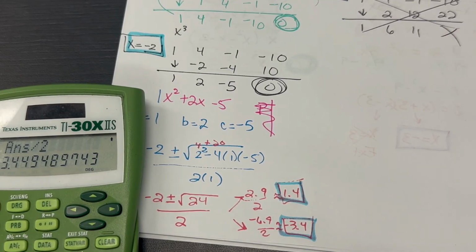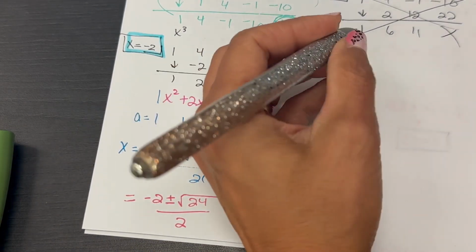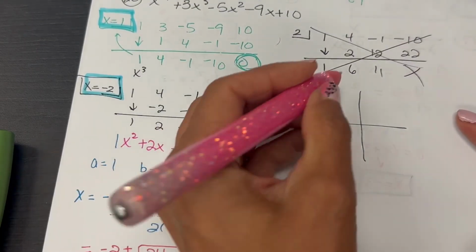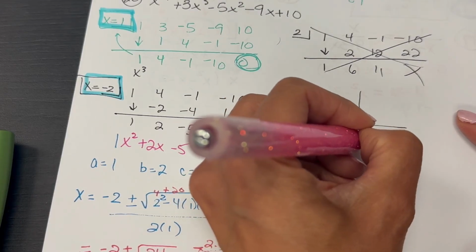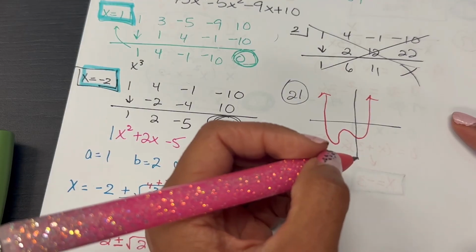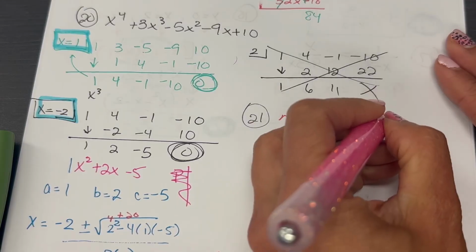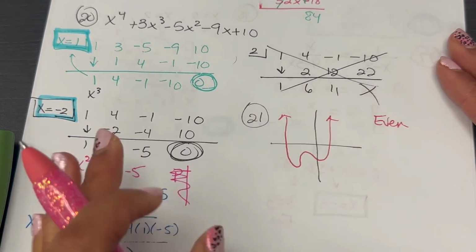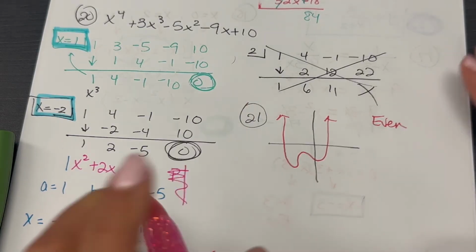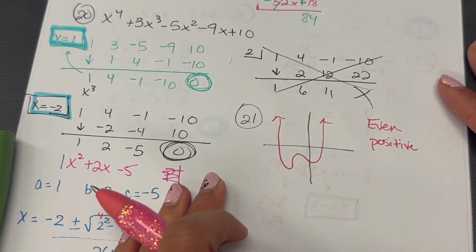Number 21 is a graph. And I'm just gonna draw a quick little sketch of what we've got going on here. It's the funky W. It looks kind of like this. Okay, there's no numbers. Well, there are numbers on this graph, but it doesn't matter. Because both ends are facing up, I know that this is even. Up or down, both going in the same direction, the end behavior is even. But because we're facing up, I know that this is also a positive, because up is positive, down is negative.